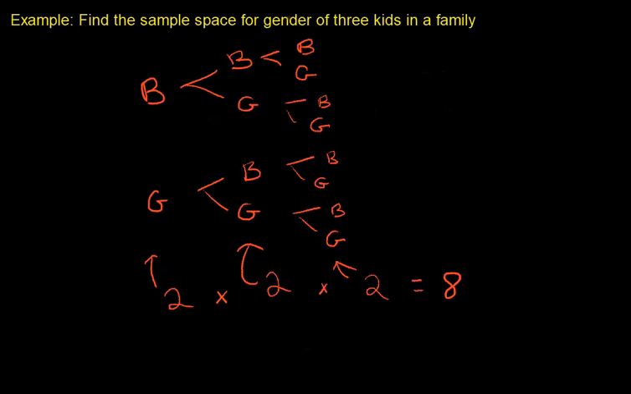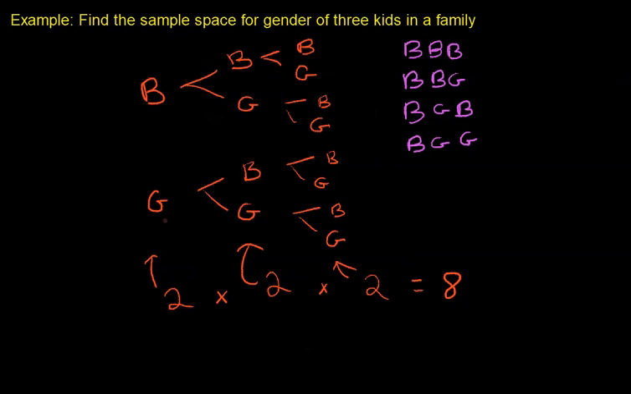Okay, so now let's start listing out our sample space. I should have 8 events in the sample space. So I'm going to list it out: B, B, B, so that's 3 boys. I'm going to read my tree branch by branch: B, B, G, B, G, B, B, G, G. So boy and then 2 girls.